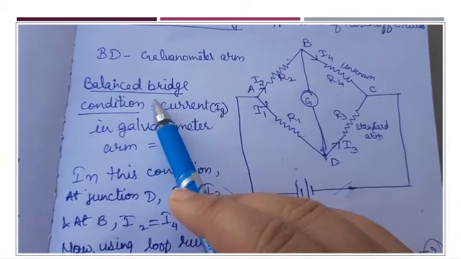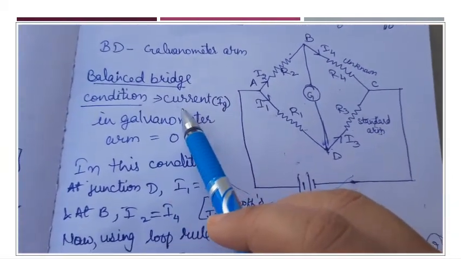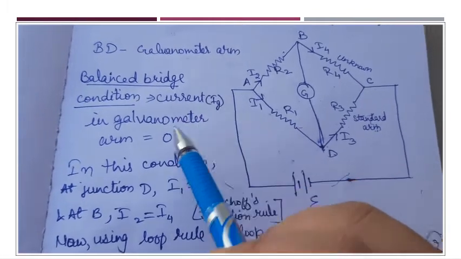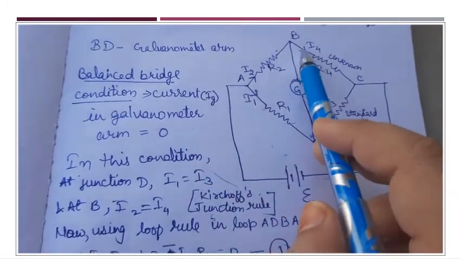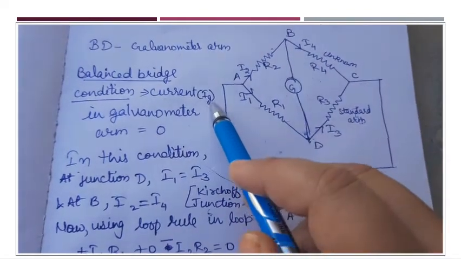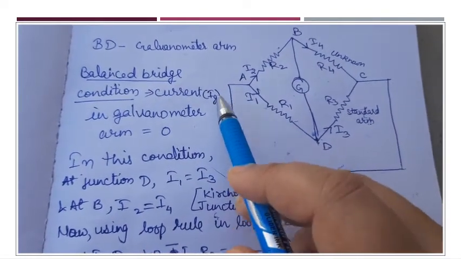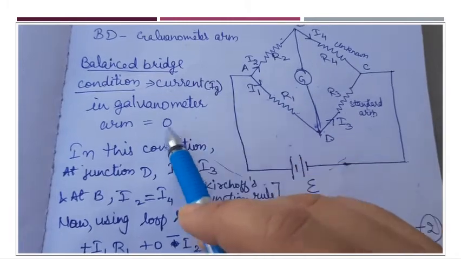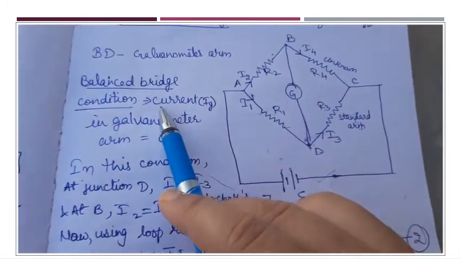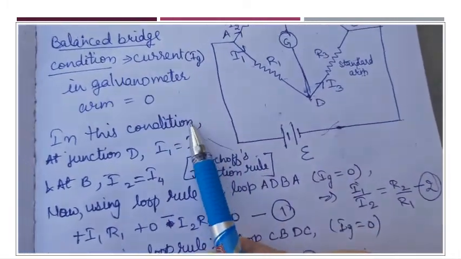Now there's the balanced bridge condition. The balanced bridge condition is when the current in the galvanometer arm is 0. That means the current flowing in arm BD, which is labeled as IG, is 0. So IG equal to 0 is known as the balanced bridge condition.